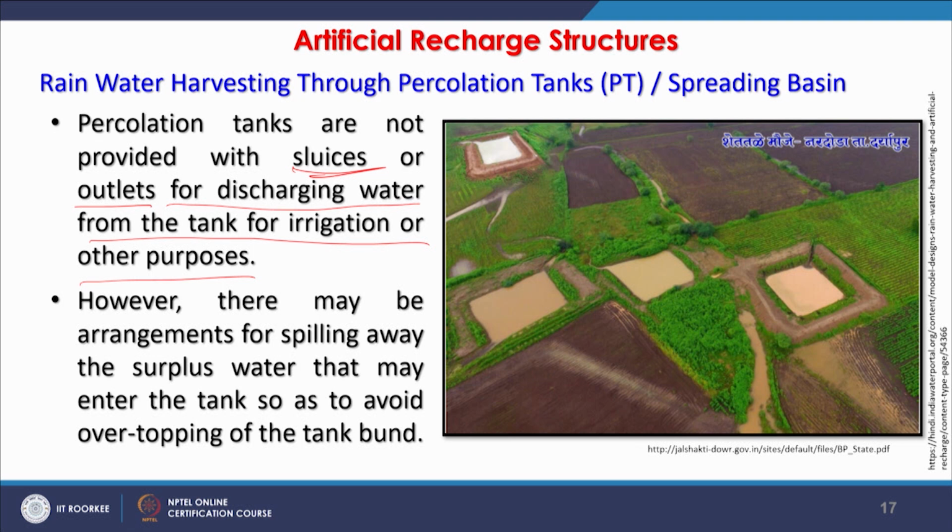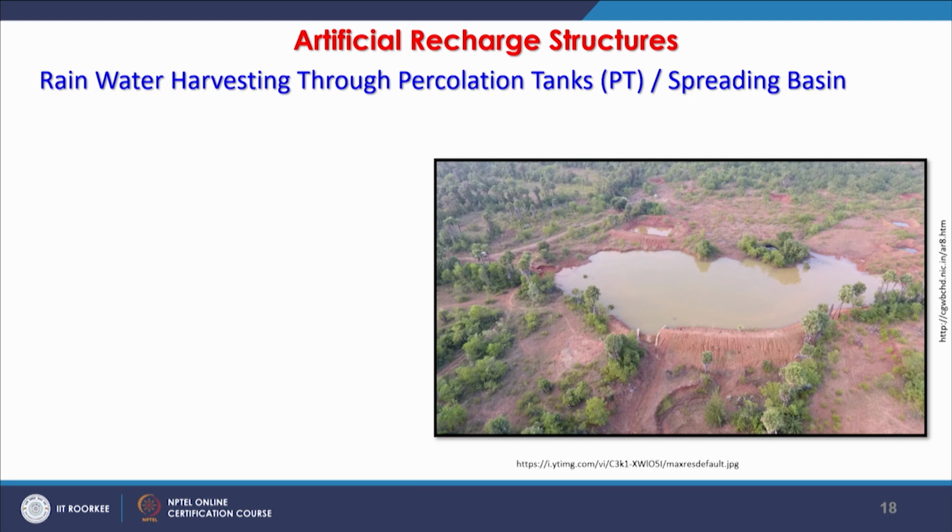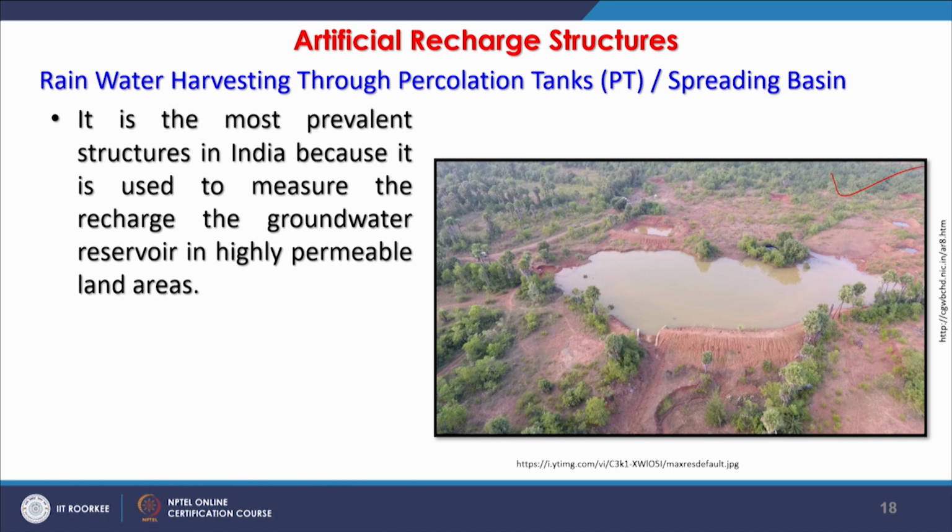However, there might be problems with spilling of surplus water, which may enter other places and create some problems. What this means is that such tanks should not be created everywhere, only with the consensus of the people and at a suitable site. A suitable site means it is not an agricultural field or a populated place. As you can see here, a simple water tank has been created, and it does not require much maintenance.